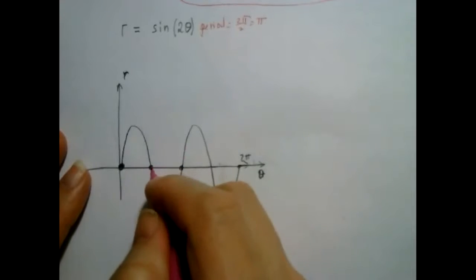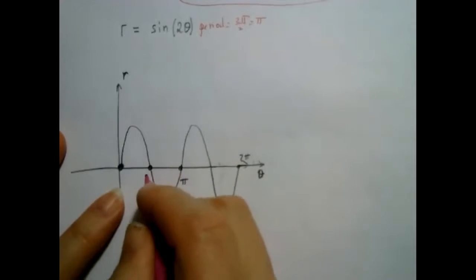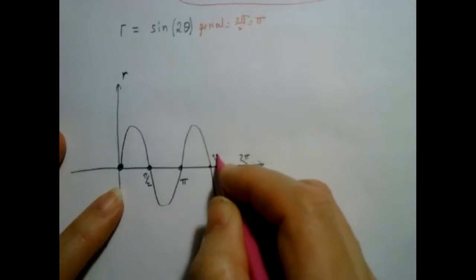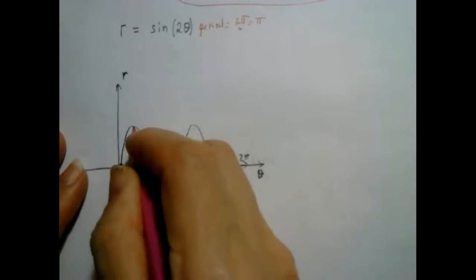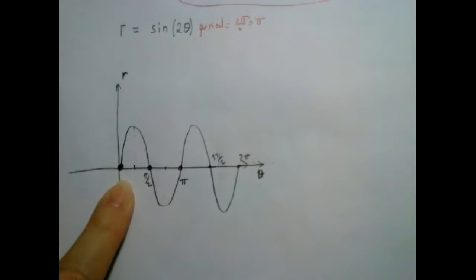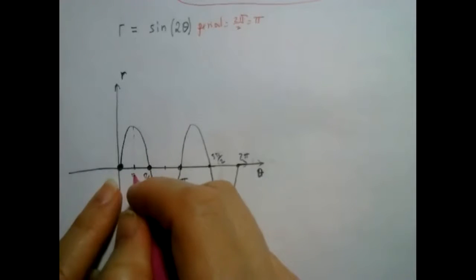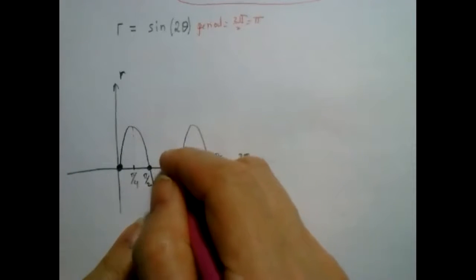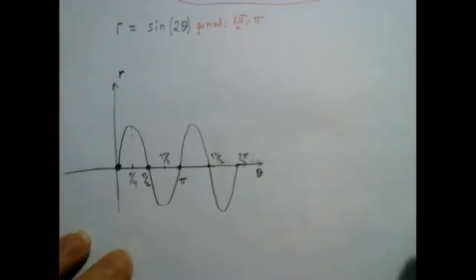Now, if this is pi, this would be pi over 2. If this is pi, this would be 3 pi over 2. And those points will be what? Can you tell me what this point should be? Pi over 4. Okay, and this would be 3 pi over 4, and so on and so forth.